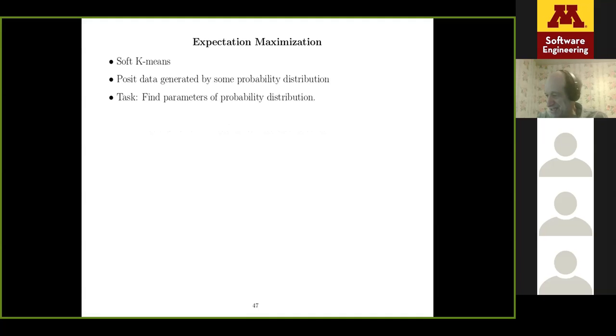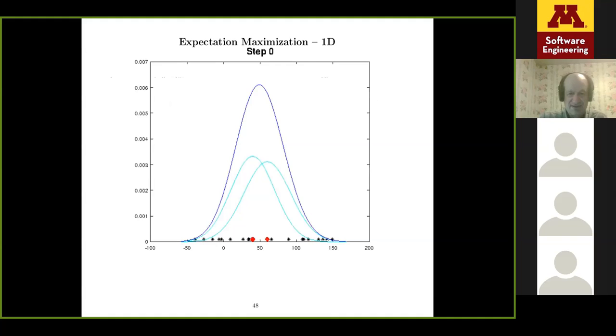Expectation maximization is good because you try to fit some probability distribution. You posit that the data was generated by some probability distribution, and you want to find the parameters. Like if you have two Gaussians that generated the data, can you figure out the means and standard deviations of the two Gaussians? Here, along the bottom, I have a bunch of sample points that are black stars. Each black star was generated by either one Gaussian or a second Gaussian, and I want to find out what those two Gaussians are.